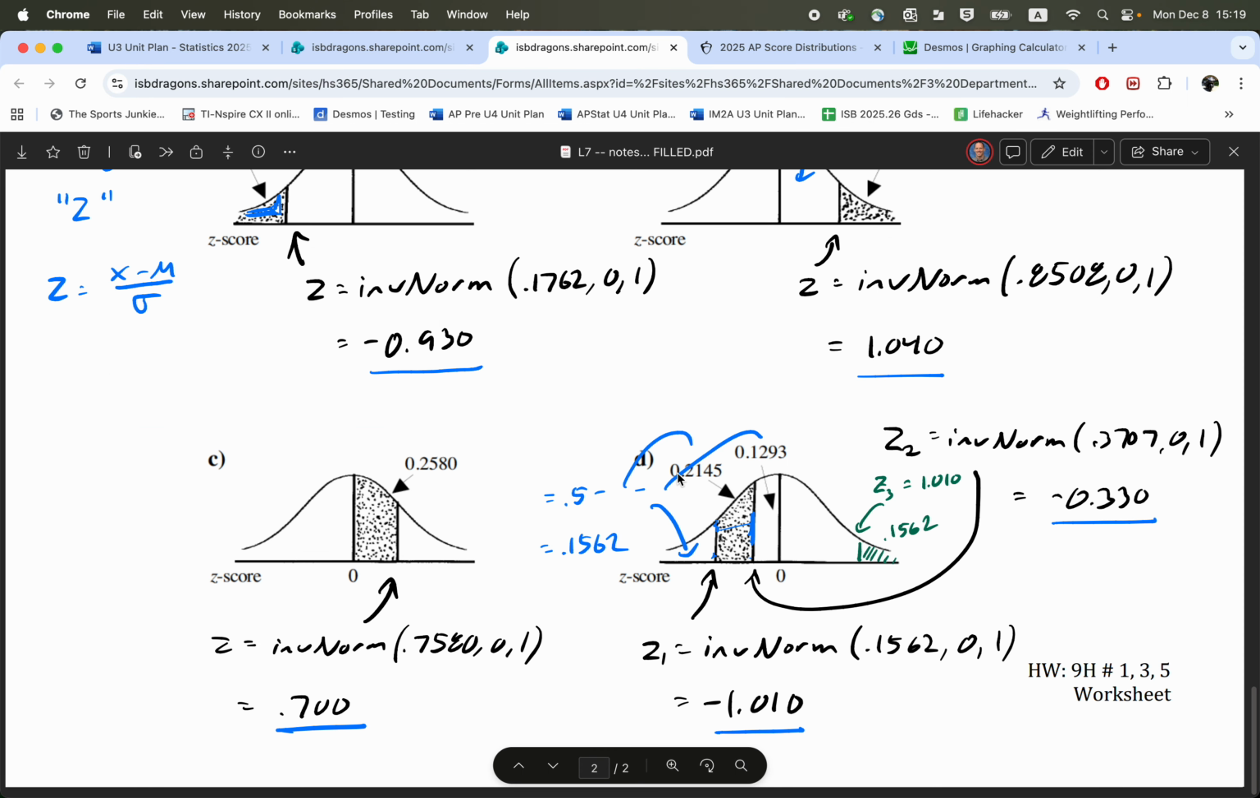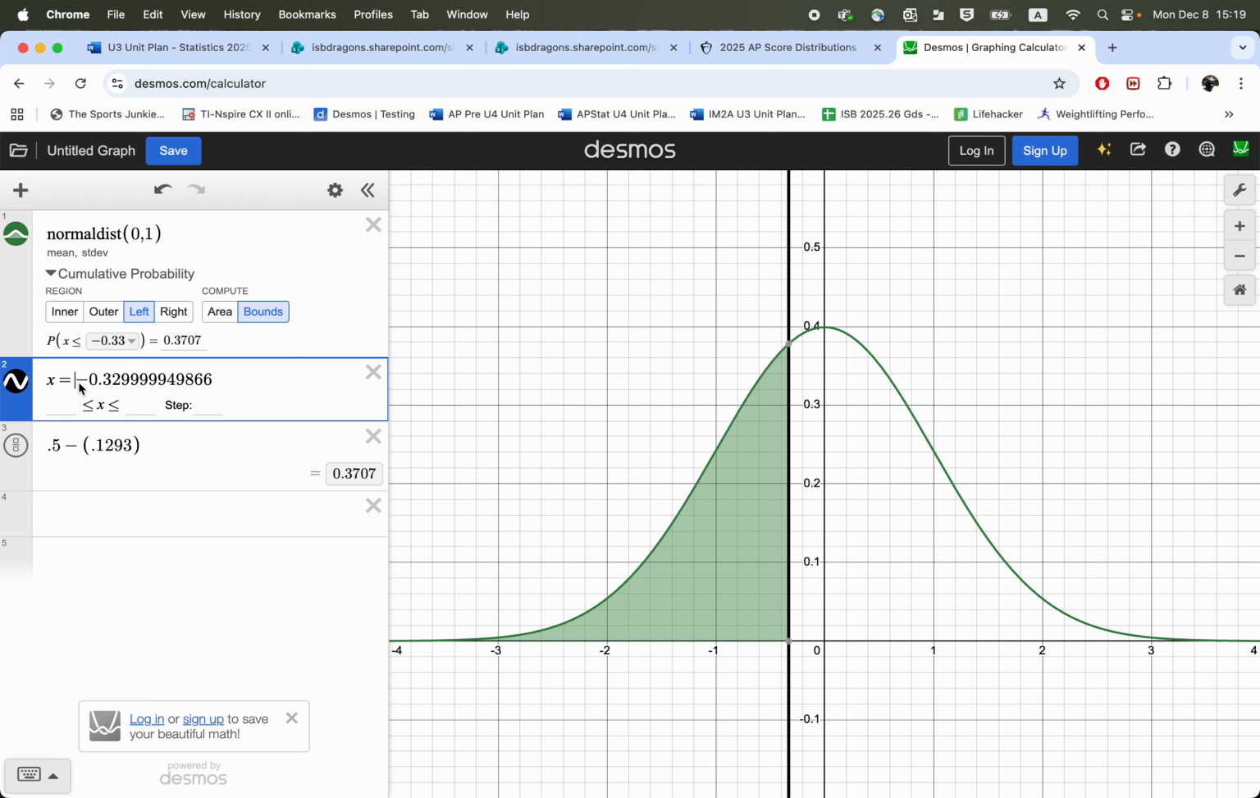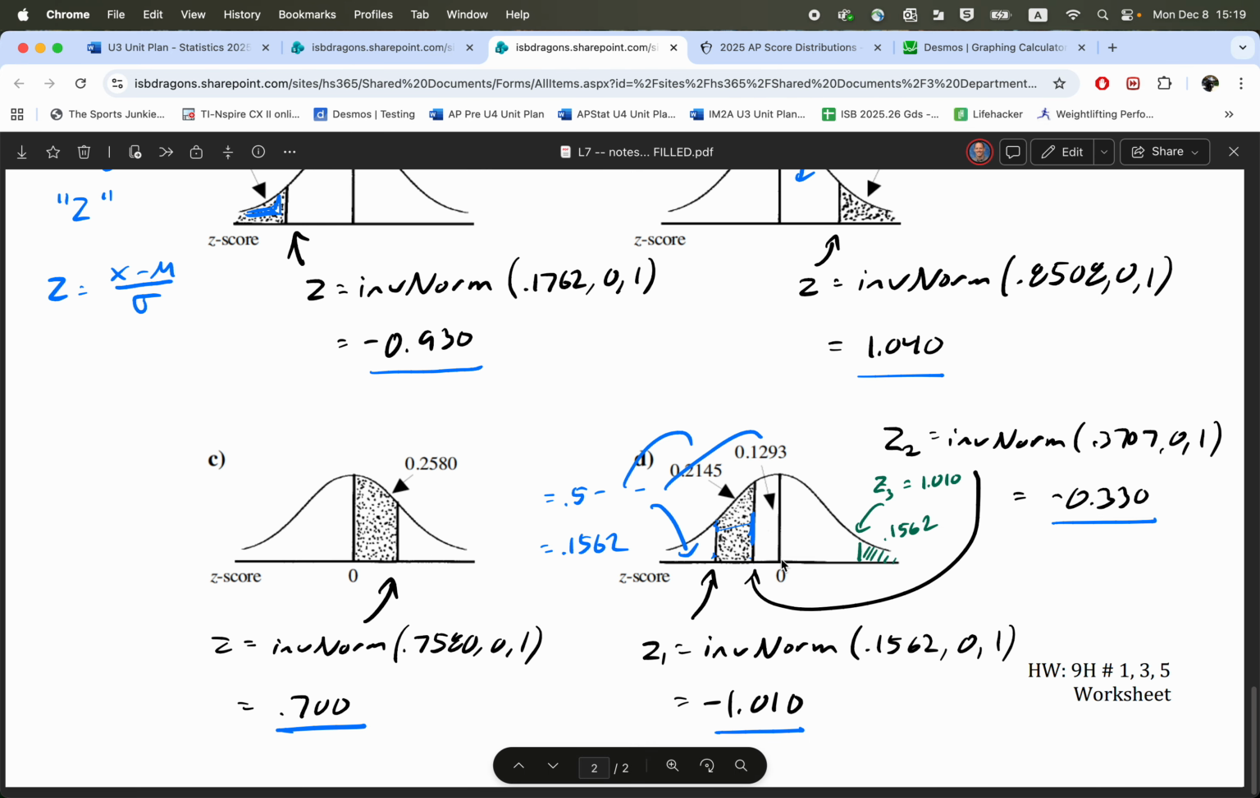Why is that significant? Well, that means that this area is 0.1293, and so this value right here is going to be negative 0.330, which is what we have here. Okay, so basically to do an inverse norm, we want to compute the bounds, and we're going to put in the area to the left of what we know. So we know that we want this X value here that makes all of this area equal to 0.3707. How did we get that area? Well, we knew that the total area from 0 to the left is 0.5. If we do 0.5 minus 0.1293, we get 0.3707.